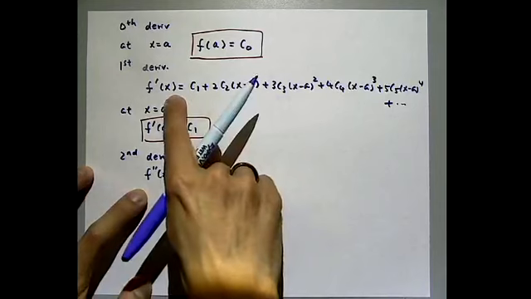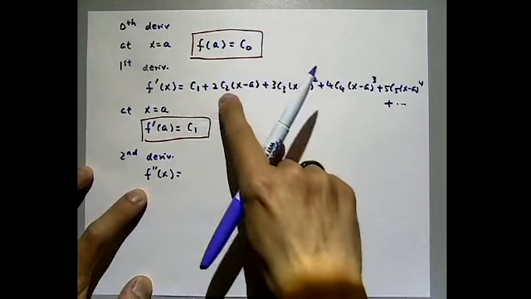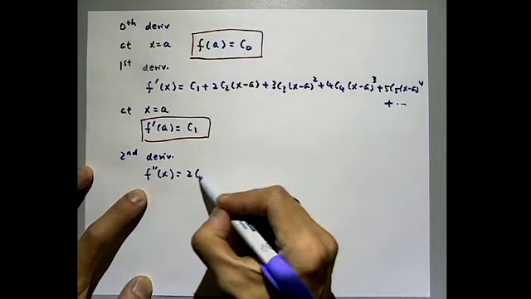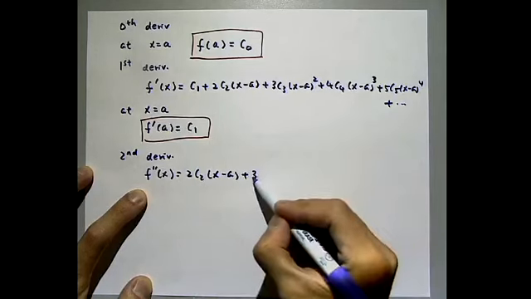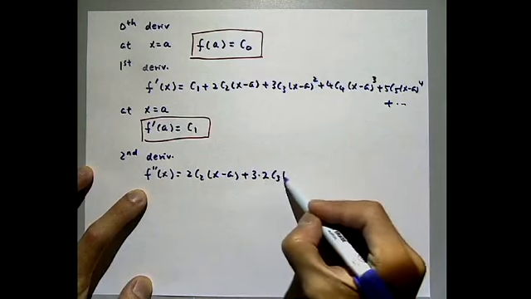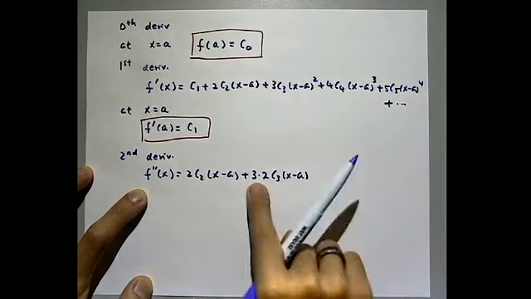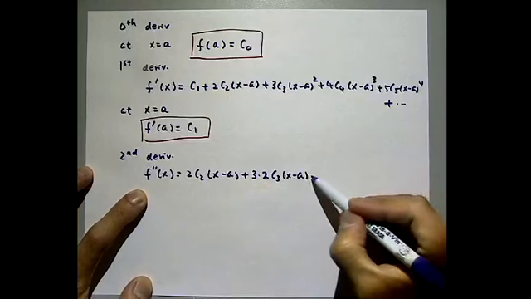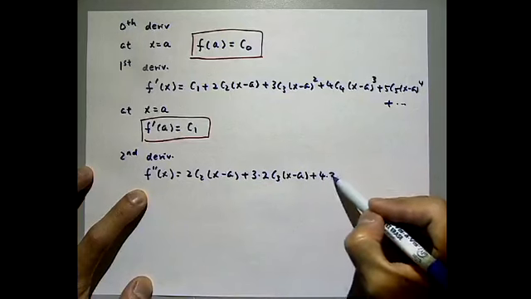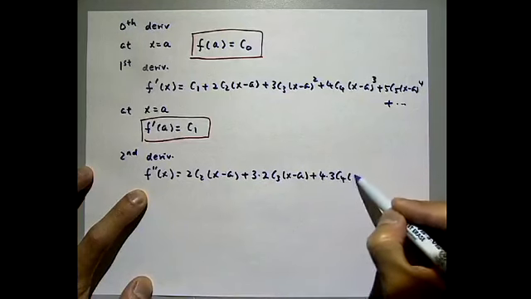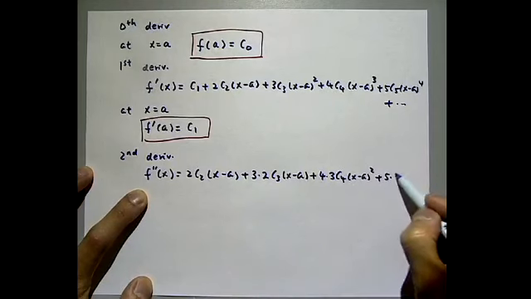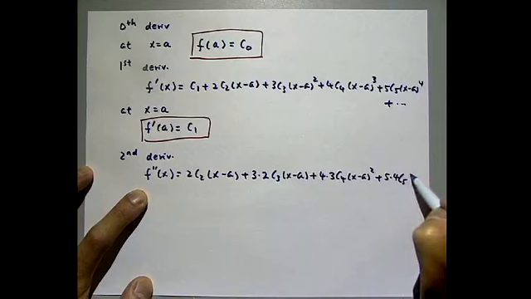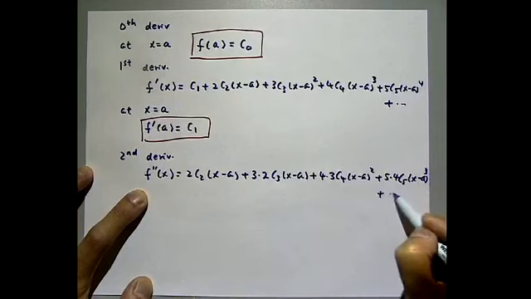f double prime of x. Now the constant goes away. We have 2C2 plus 3 times 2 C3 (x minus a). And I'm going to write this out this way on purpose, and you'll see in a little bit why. And then here is 5 times 4 C5 (x minus a) cubed, plus a bunch of dots.